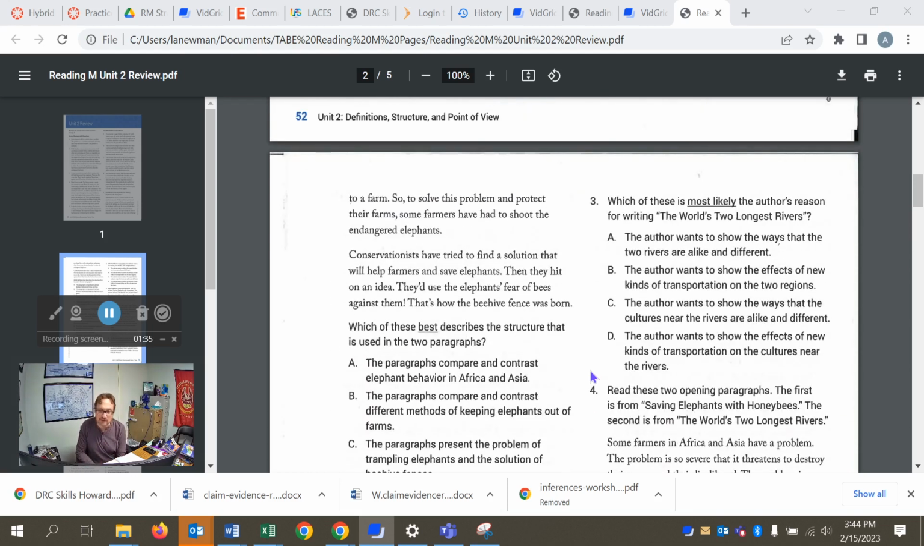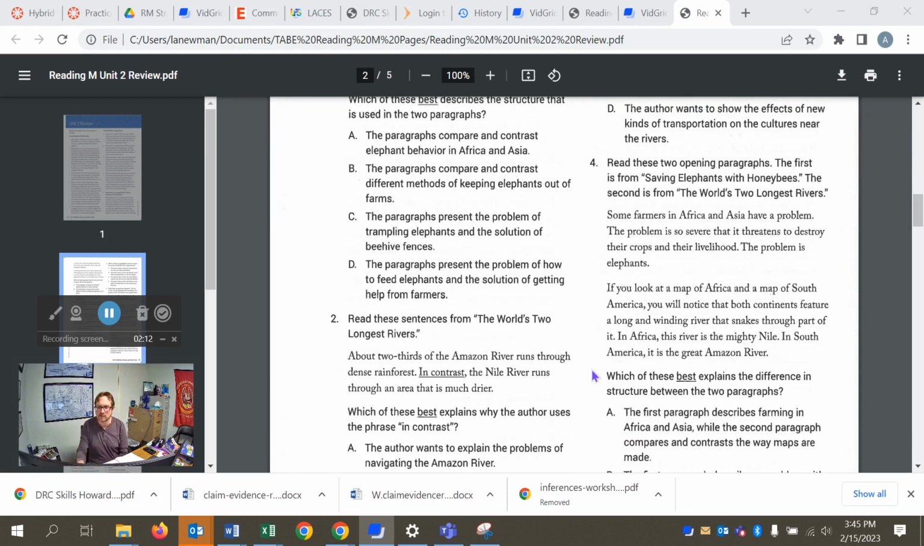Okay, back up to question three. Which of these is most likely the author's reason for writing the world's two longest rivers? Think about main idea, what the writer's trying to get across, and that leads us to purpose. And it's A. The author wants to show the ways that the two rivers are alike and different. And of course, the comparison text structure there could also lead you to the author's purpose. The author chooses the text structure based on their purpose. So we can kind of view it the opposite way, reverse engineer it, so to speak. Look at the structure to determine the purpose.